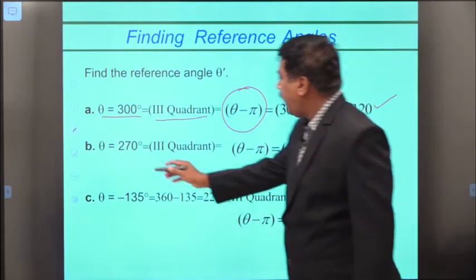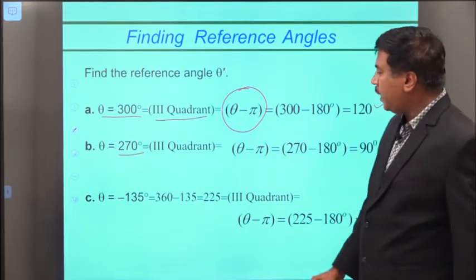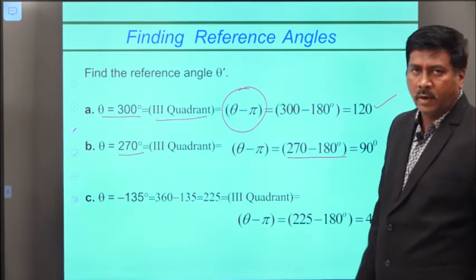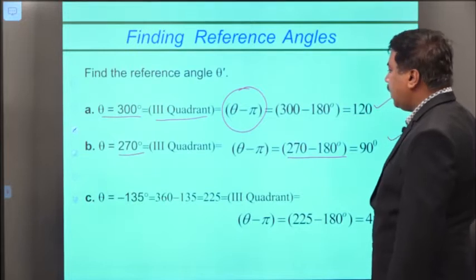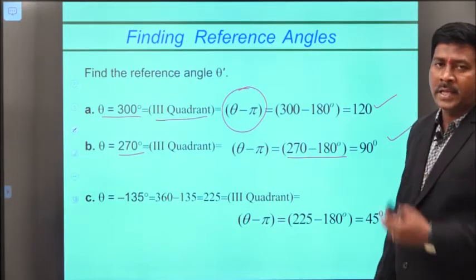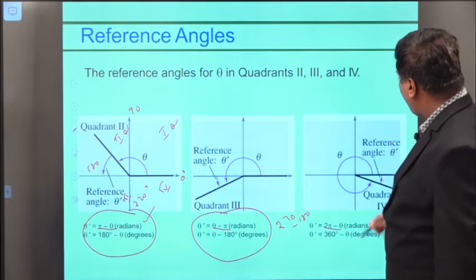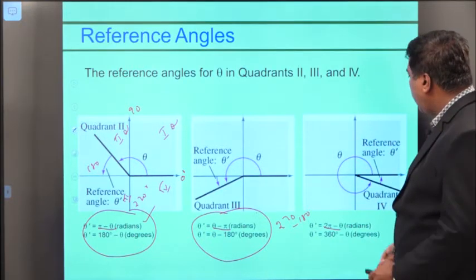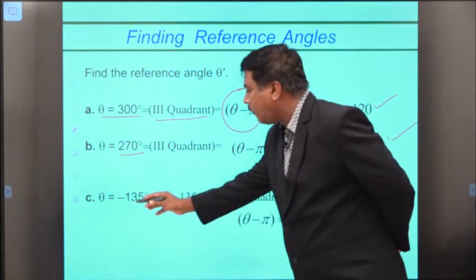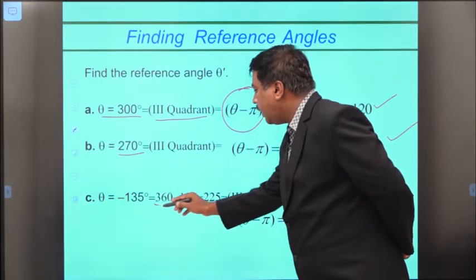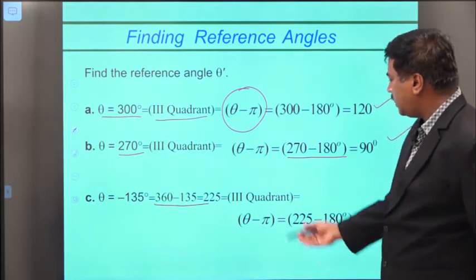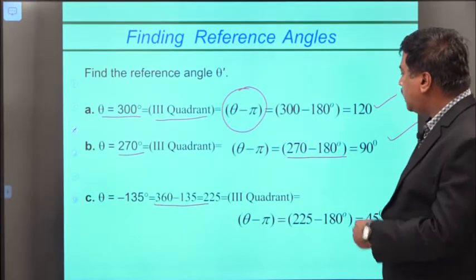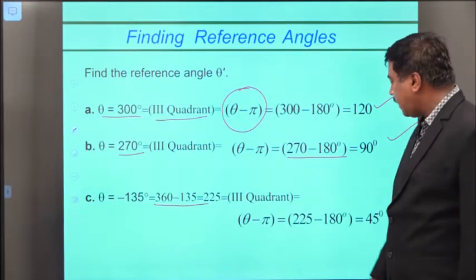In a similar way, 270 is also in the third quadrant. Therefore, theta minus pi is equal to 270 minus 180, which equals 90 degrees. Here theta is equal to minus 135. Minus 135 means moving in the clockwise direction. So theta equal to minus 135 is also in the third quadrant. Then it is 360 minus 135, because you have to consider the reverse angle, and in the third quadrant it is theta minus pi.